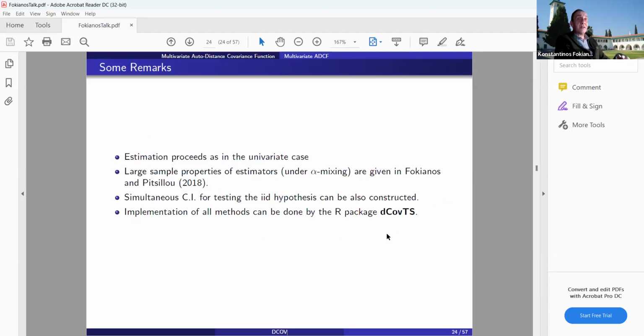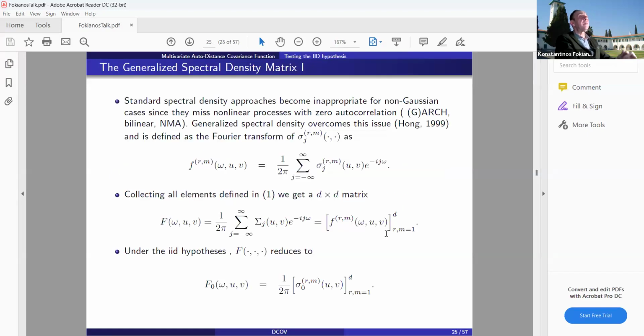Estimation proceeds as in the univariate case. Large sample properties of the estimators are given in this work with my student. We also have simultaneous confidence intervals for testing the IID hypothesis, and all these methods exist in this R package, which is called DCOV-PS. So let's see how this relates to the Ljung-Box test statistic and how we can actually test the IID hypothesis for a vector-valued time series.